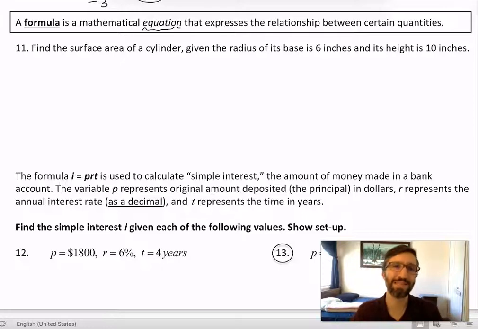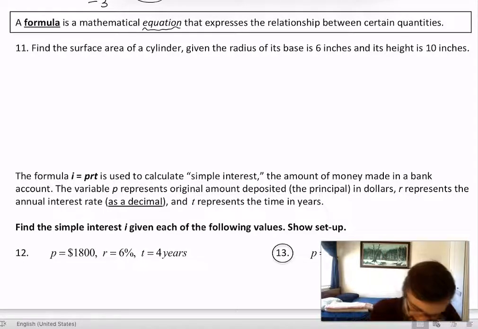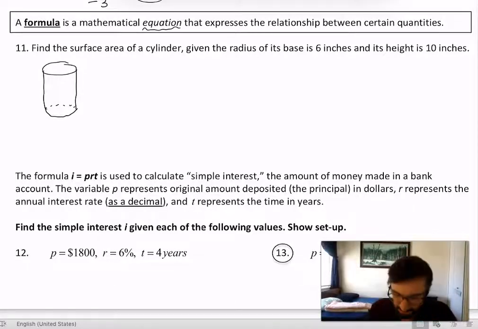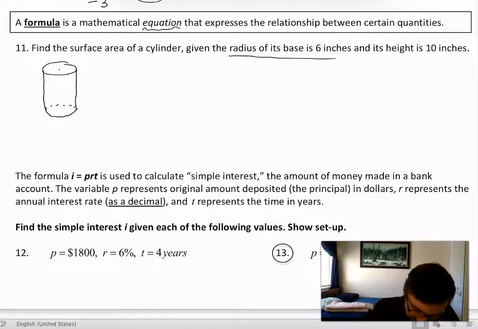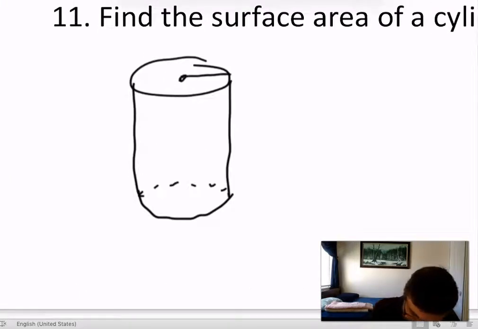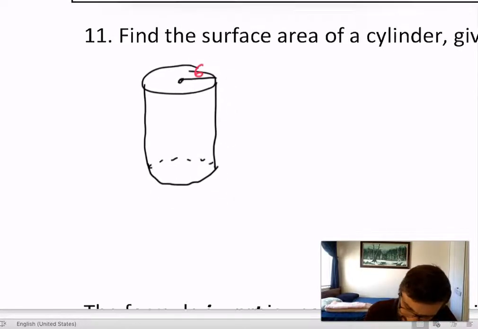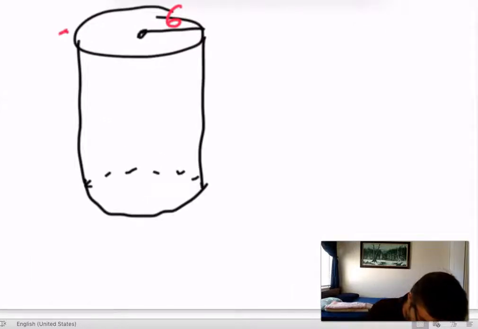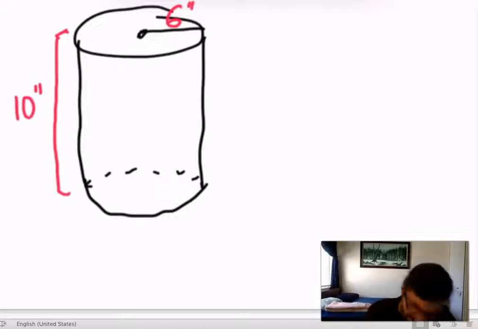I do want to draw a little cylinder for you just to review, because I'm a math teacher and I like this kind of thing. So cylinder, right, kind of looks like this. There's the cylinder. We're told the radius of the base, so this is the radius, which is 6. And then we're also told the height of the cylinder, which is 10 inches. So this height is 10 inches.